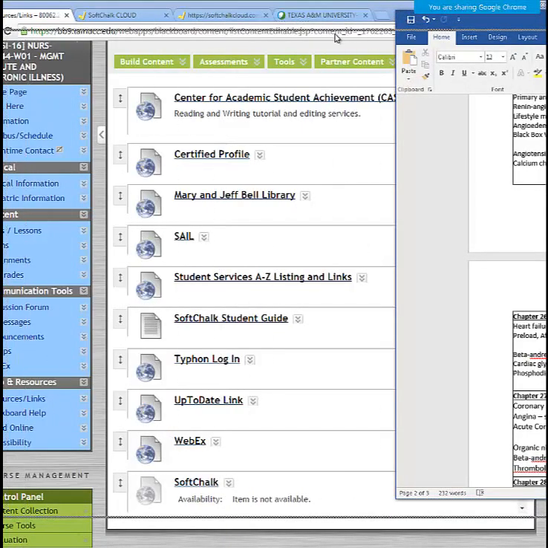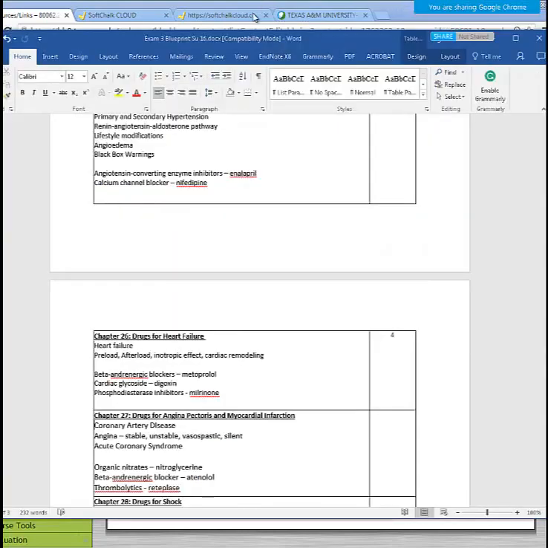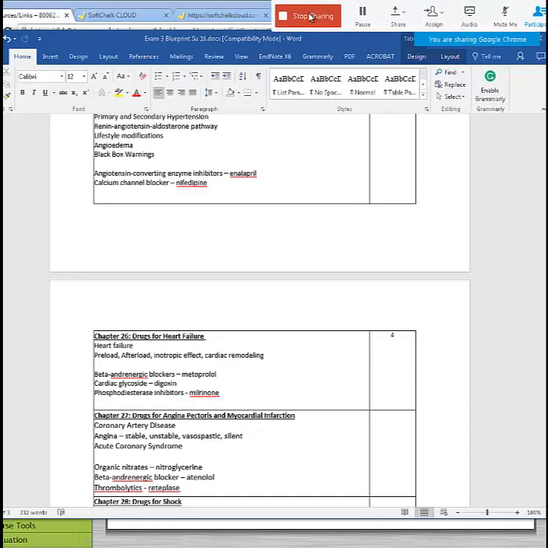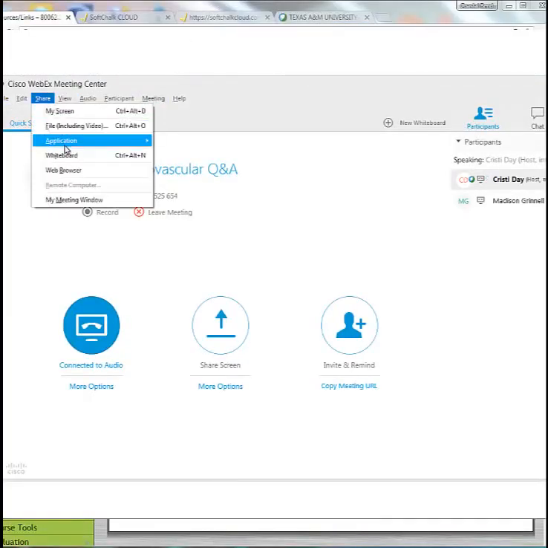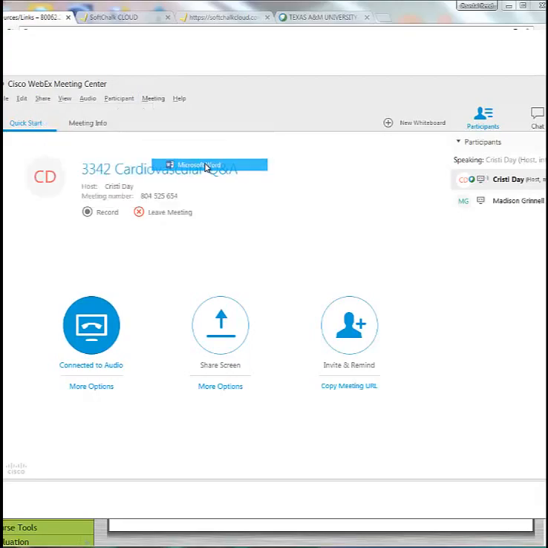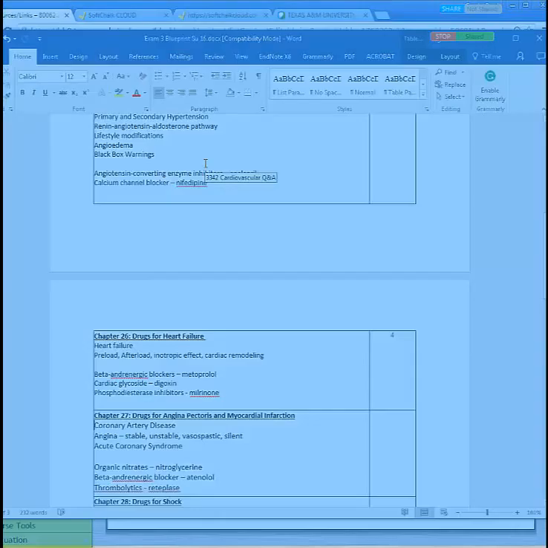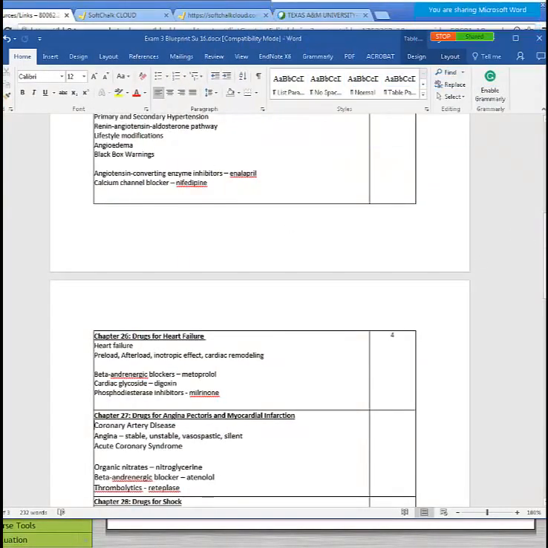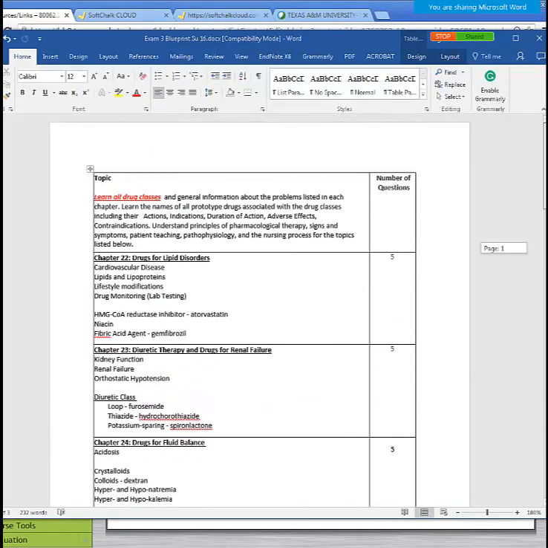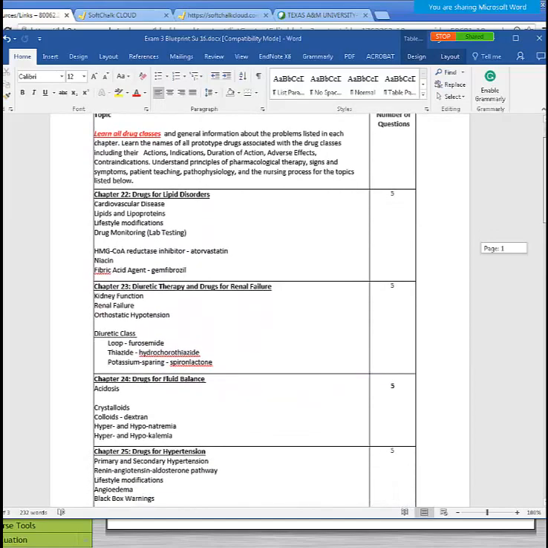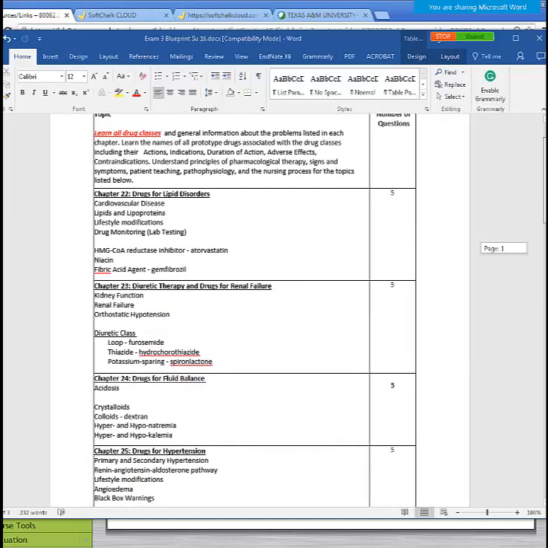So let me see if I can share something different with you. Stop sharing. And then I'm going to share the application, Microsoft Word. Okay. Now you should see what I'm drafting for the blueprint, what we're editing. We've already done it, but we're working on it, making sure that it's right and all that.